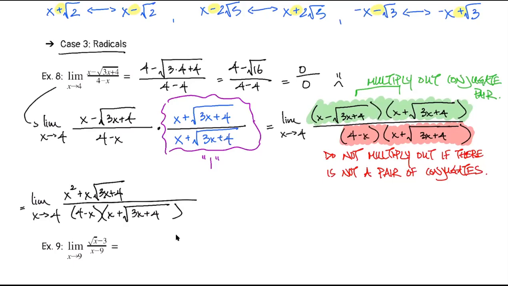Part of the game of Math 150 is be confident enough to write it down, even if you don't know where it's going to go. So I don't know what x times root 3x plus 4 is, but I'm just going to write it down. Now, when I multiply the inner terms, I get negative x square root of 3x plus 4. When I multiply out the last terms, I get negative root 3x plus 4 times root 3x plus 4.